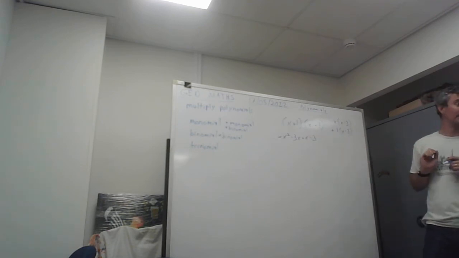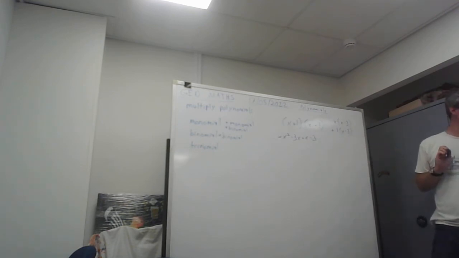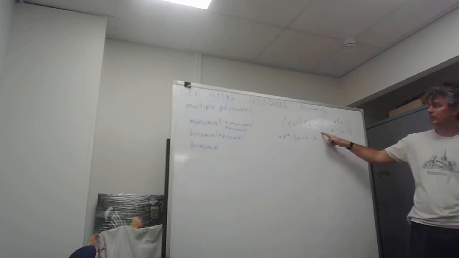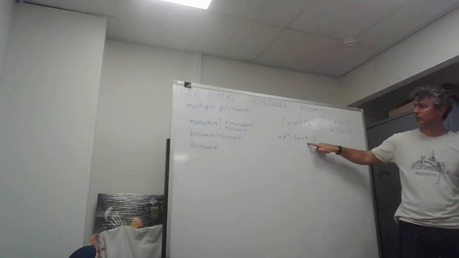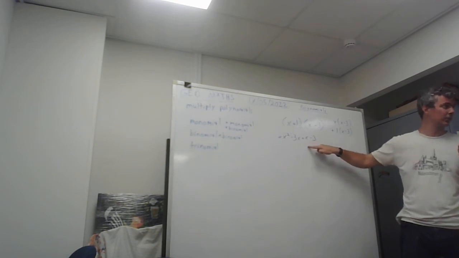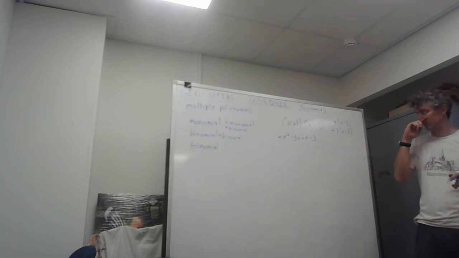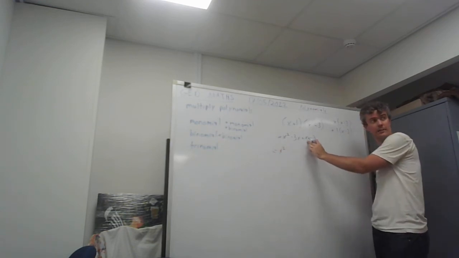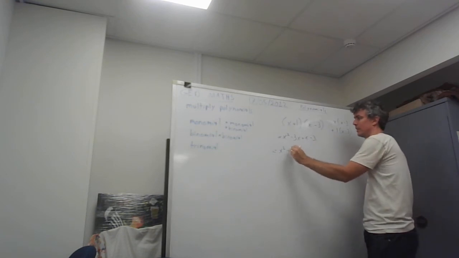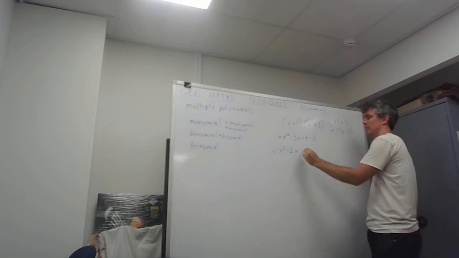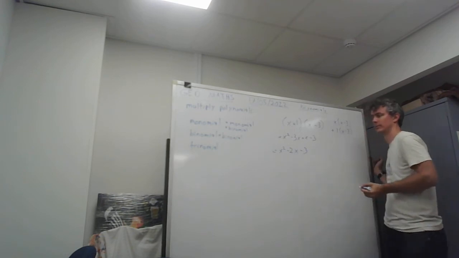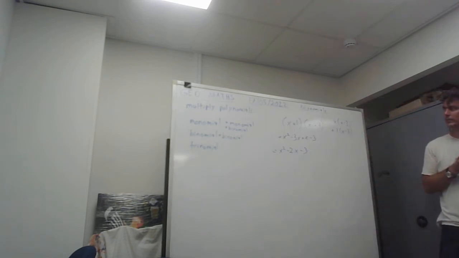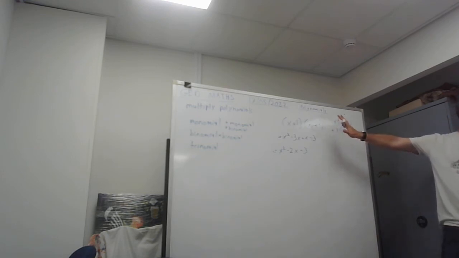And now we have to simplify. This is the key point when you do binomial times binomial. Often in the middle you will have like terms, so you have to simplify them. Here we have x squared, and here we have minus 3x and plus x. So it becomes minus 2x, minus 3. This is your simple form of binomial.